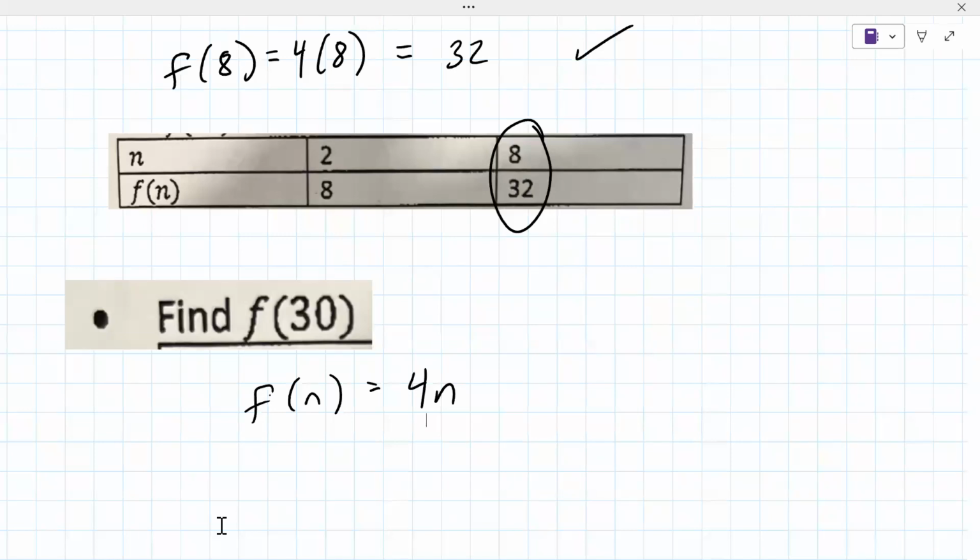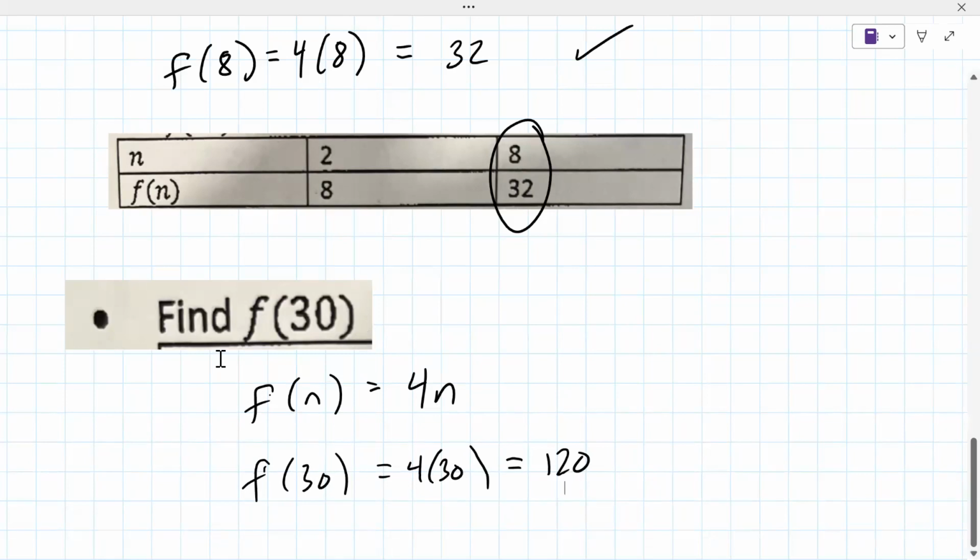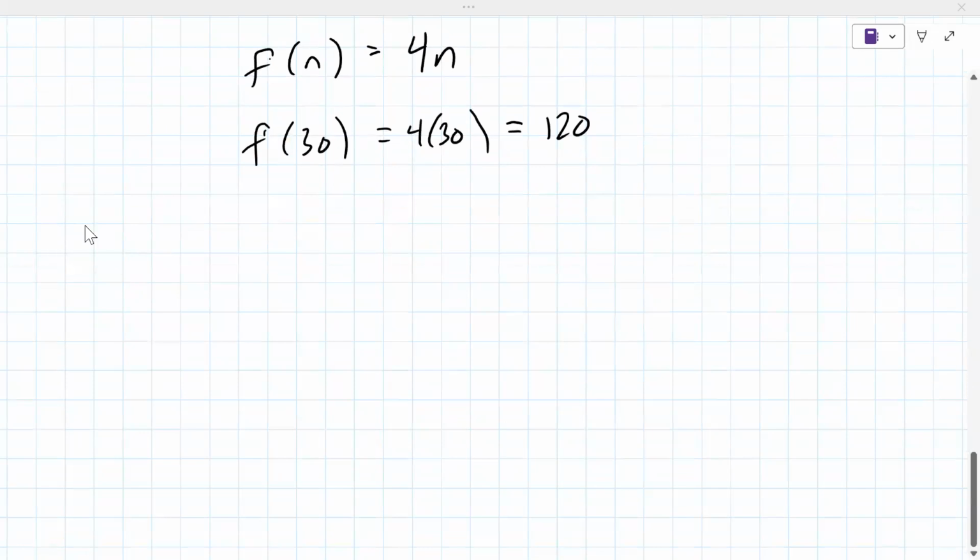That'd be 120. Yes, f of 30, 4 times 30, I'm sorry, you said one, should be 120. Yeah, 120. All right. Okay, now the last one is kind of the odd one out here. When we did this last year, I know this was challenging. It's a backwards question. So what we've been doing is going forwards. Now we're going to go backward.